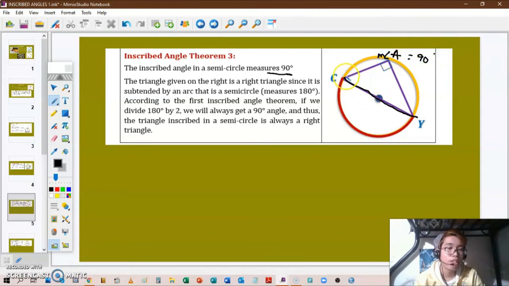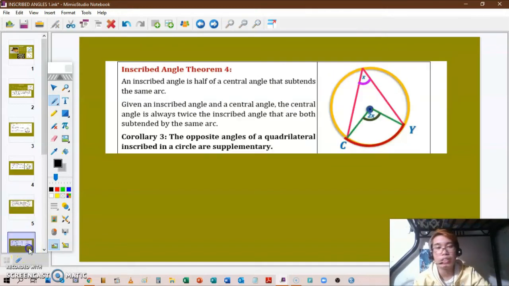If we have a semicircle CY, the angle subtended here is 90 degrees. By the inscribed angle theorem, an inscribed angle is half the central angle that it subtends, the same arc. So given the inscribed angle and a central angle, the central angle is always twice the inscribed angle that are both subtended by the same arc.